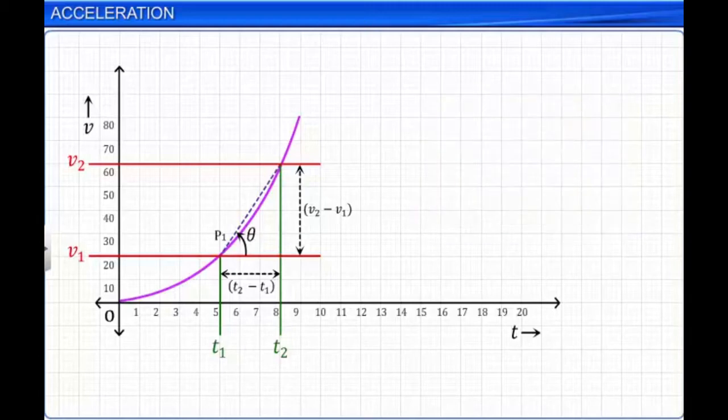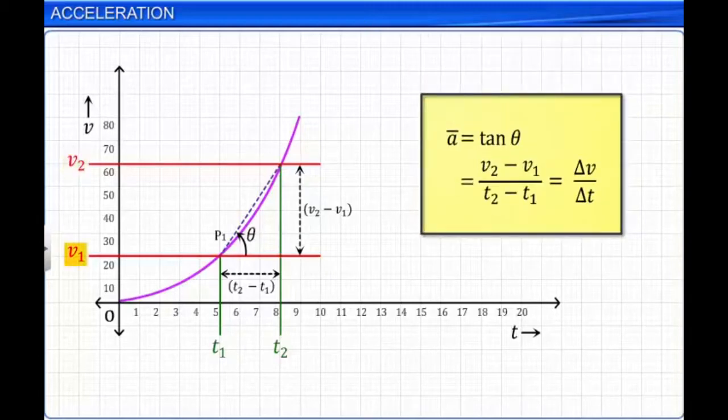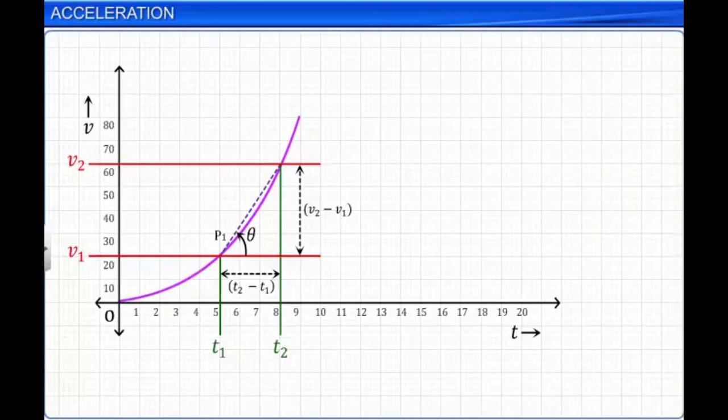V2 and V1 are instantaneous velocities at times t2 and t1. The SI unit of acceleration is meter per second square. On the VT graph, the average acceleration is represented by the slope of the line joining the points V1, T1 and V2, T2.